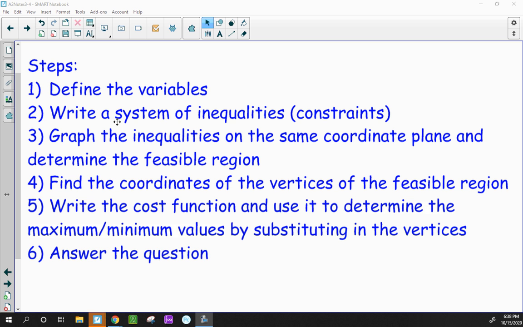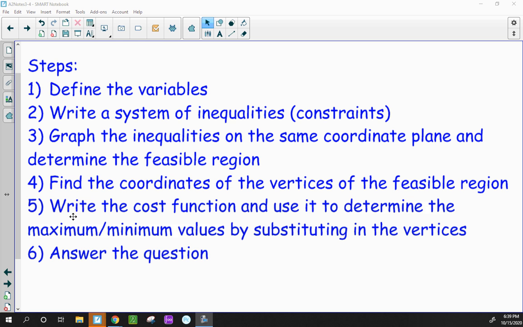Step 2, you're going to write a system of inequalities called the constraints. Those will help you find the boundary lines. Step 3, graph those inequalities on the same coordinate plane and then determine the feasible region. When you're working word problems, most of the time these feasible regions will be bounded. So you're going to find the feasible region, and then next, find the coordinates of the vertices of that region. Coordinates are ordered pairs for the points that define that space.